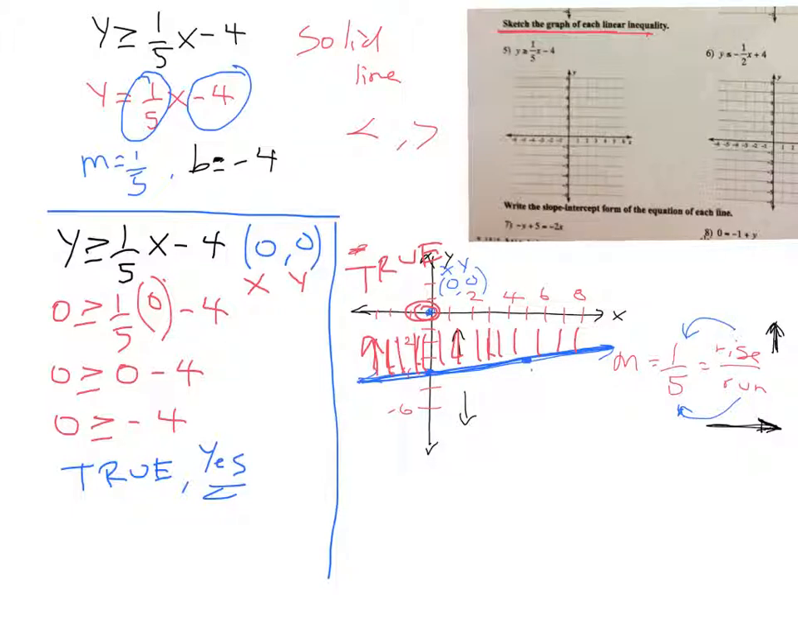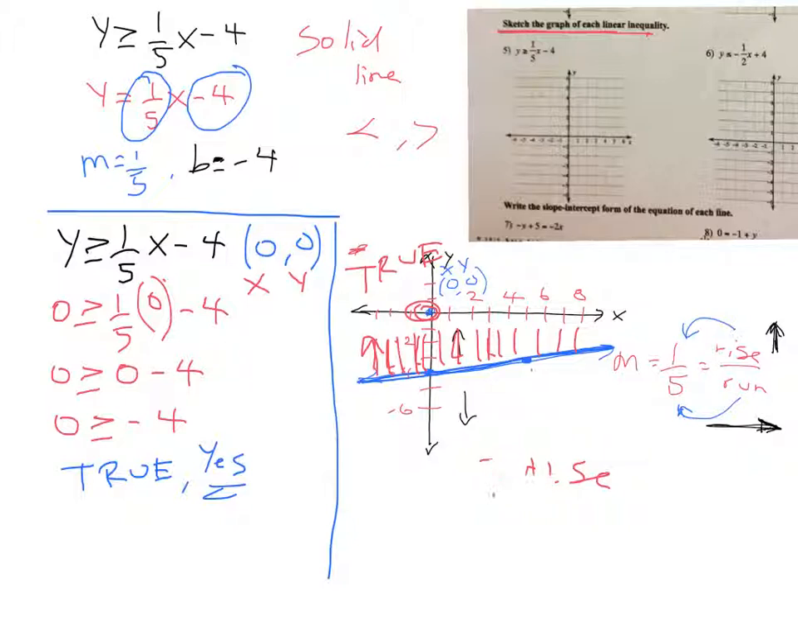If I want to double check a point on the other side, which I'll do right now, we have to get a false on this side, okay? Because one side is going to be false and one side is going to be true, and you always shade the side that is true, okay?